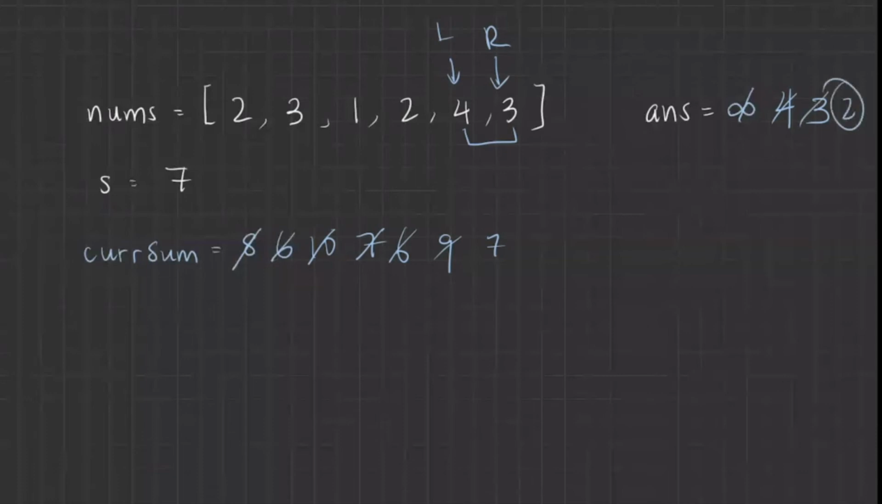And then now because we've finished iterating through the array, we can increment L again and see that we have 3, which is less than 7. So now that we've finished iterating through the array, we see that our best answer is, in fact, 2.